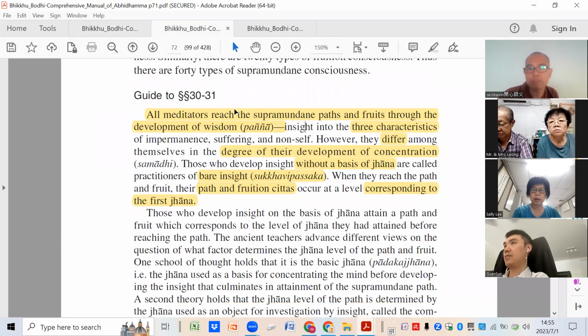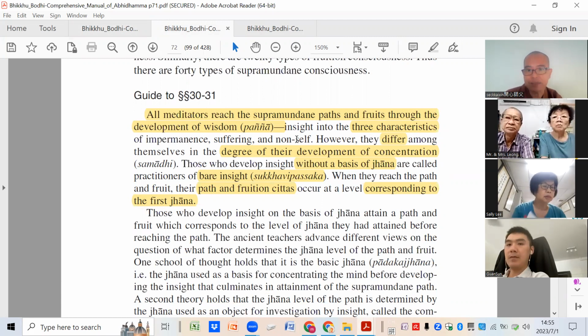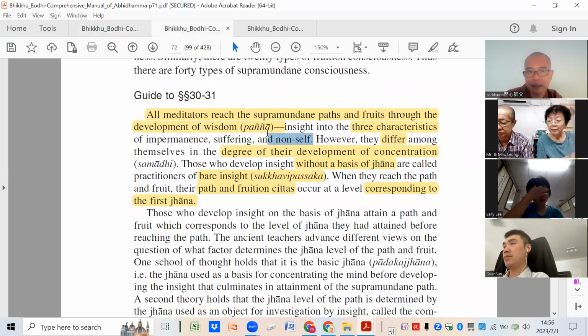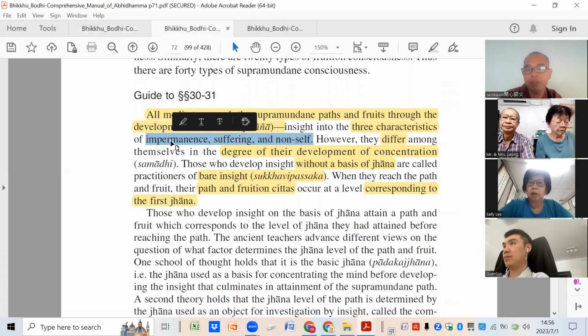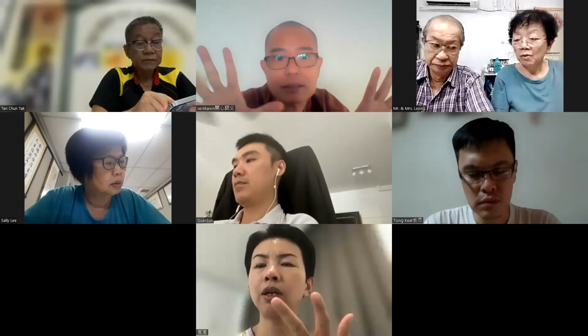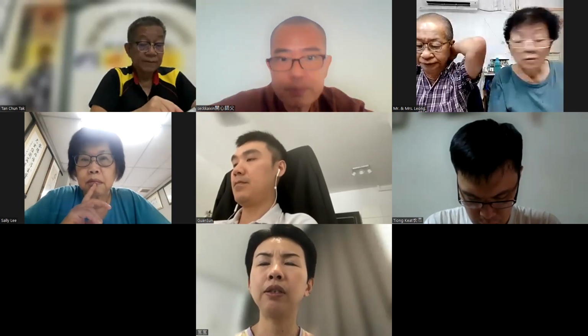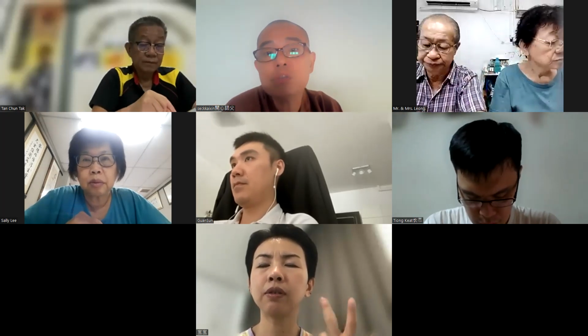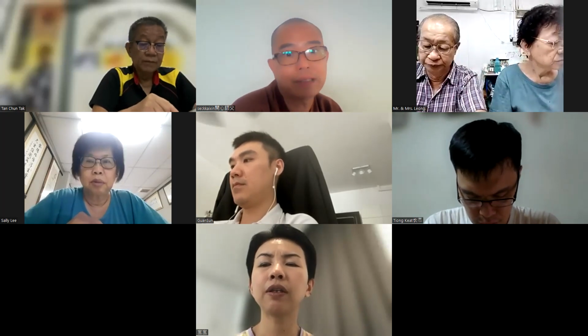So class, just now we mentioned the supramundane path and fruition through the development of wisdom, panya. How to do that? Insight into three characteristics. What is it? Impermanence, suffering, non-self. Anicca, dukkha, anatta. Basically, the impermanence, suffering, and non-self are in the five aggregates. So remember, you don't see this somewhere else. You observe the suffering, impermanence, non-self in your five aggregates. Always remember that.